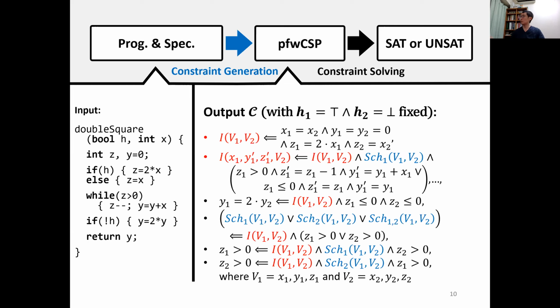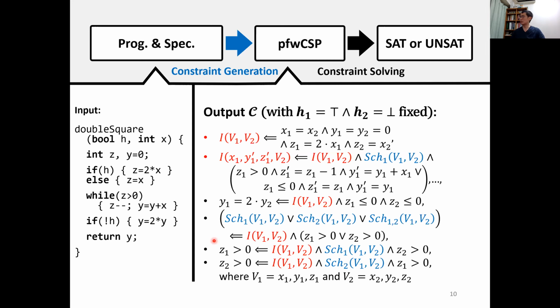So in this example, we are given as a program this double square. And the specification is that the precondition says the value of x in both copies is the same, and the postcondition is that the value of y is the same in the 2 copies. And the constraint that is generated to encode the relational verification reasoning that I was going through in the previous slide is this. Okay.